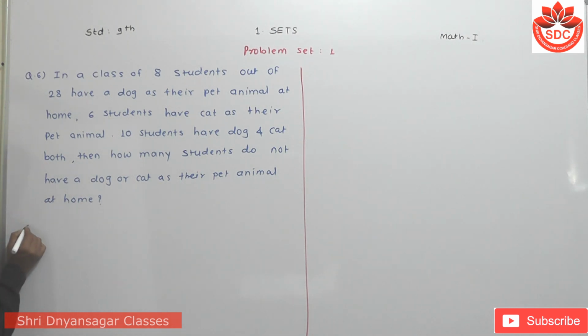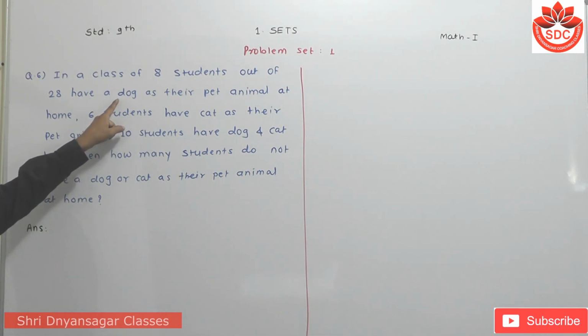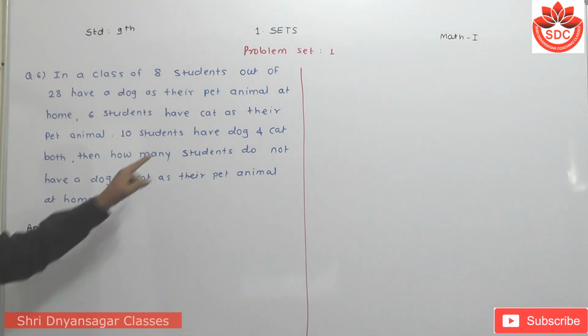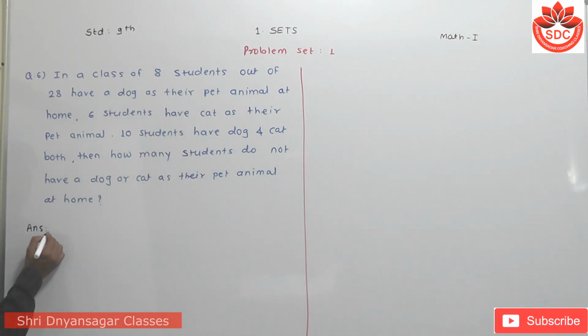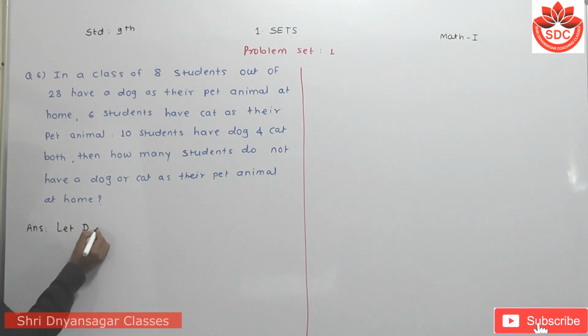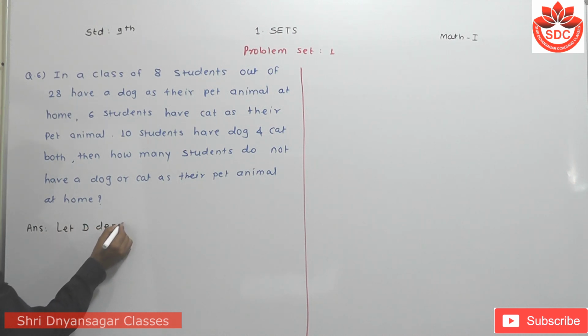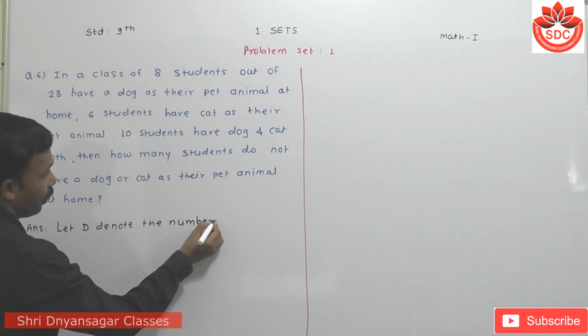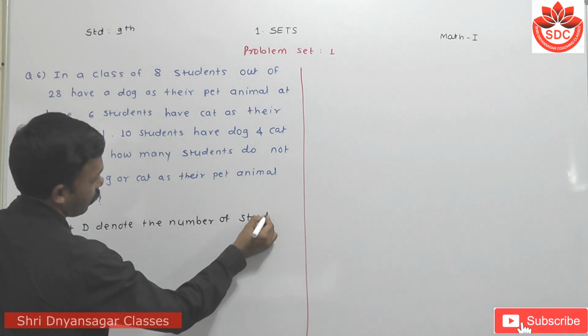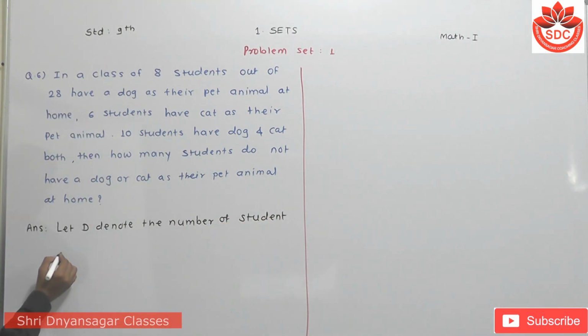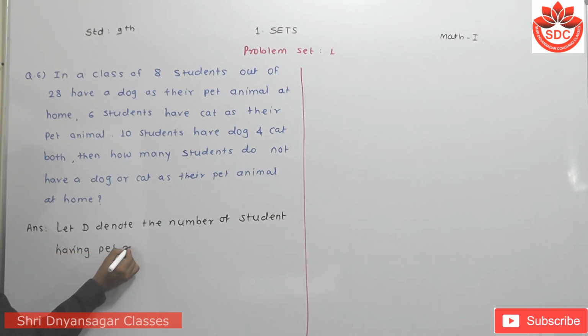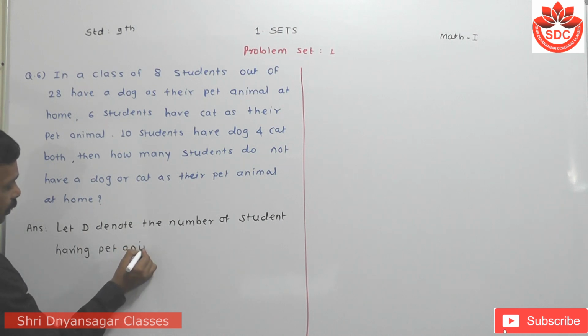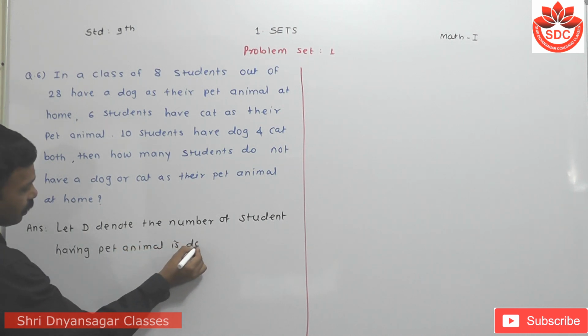Now students, the answer of this question is, we take the set dog for D and the set cat for C. Here let D denote the number of students having pet animal is dog.